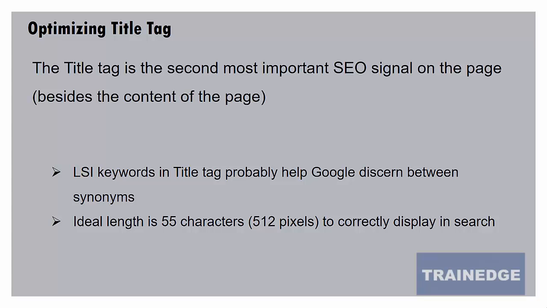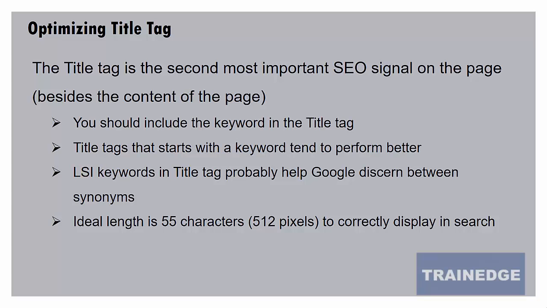Let us look at how we can optimize the title tag. Title tag is the second most important SEO signal on the page, other than the page content. The most important signal is the URL and then followed by the title tag. You should include the keyword in the title tag. Title tags that start with the keyword tend to perform better. So if your title starts with the keyword itself, Google is more likely to rank your page higher.